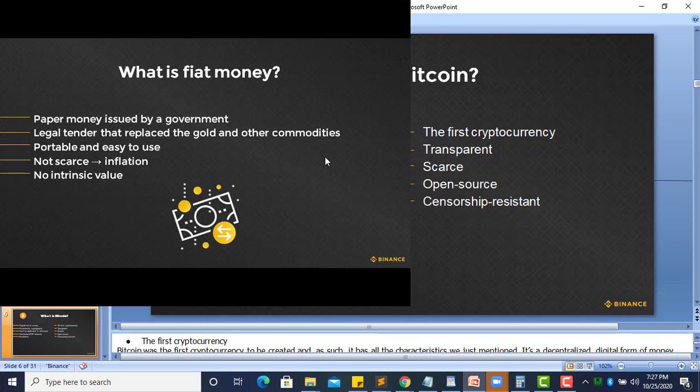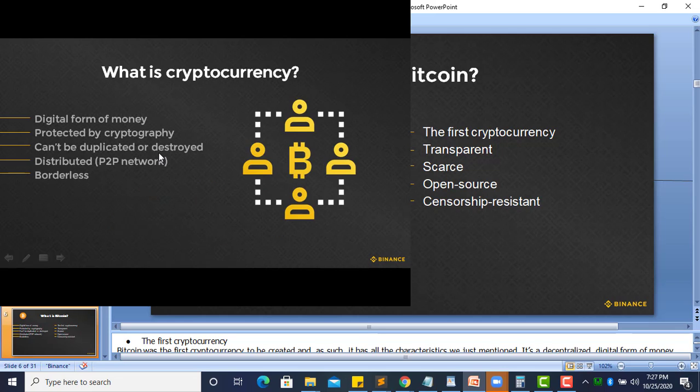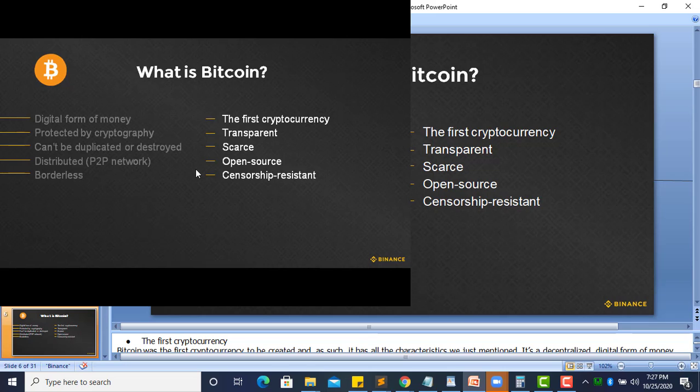So we are at Bitcoin. So let's move ahead. Some of the characteristics of Bitcoin are what? The first cryptocurrency, it is transparent. That is, there is no middleman, and nobody can cheat.